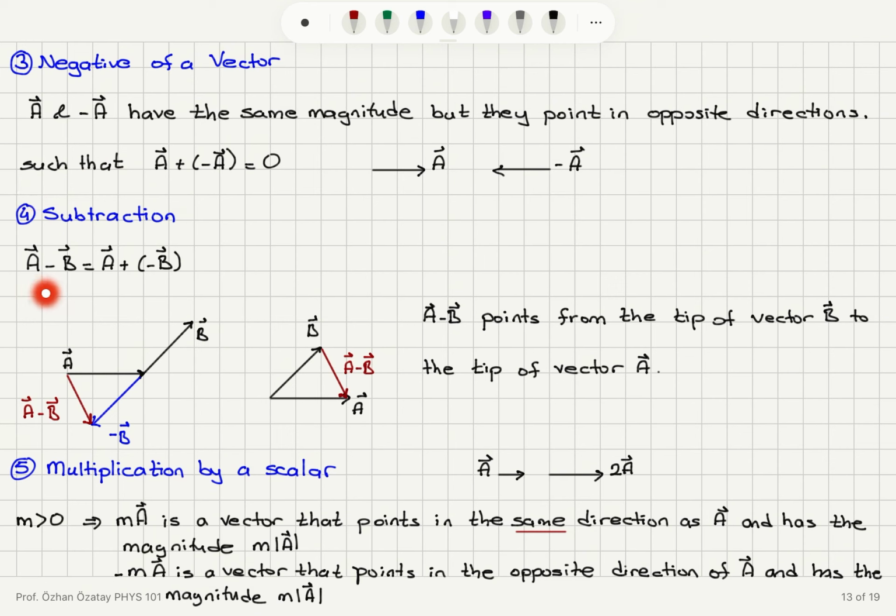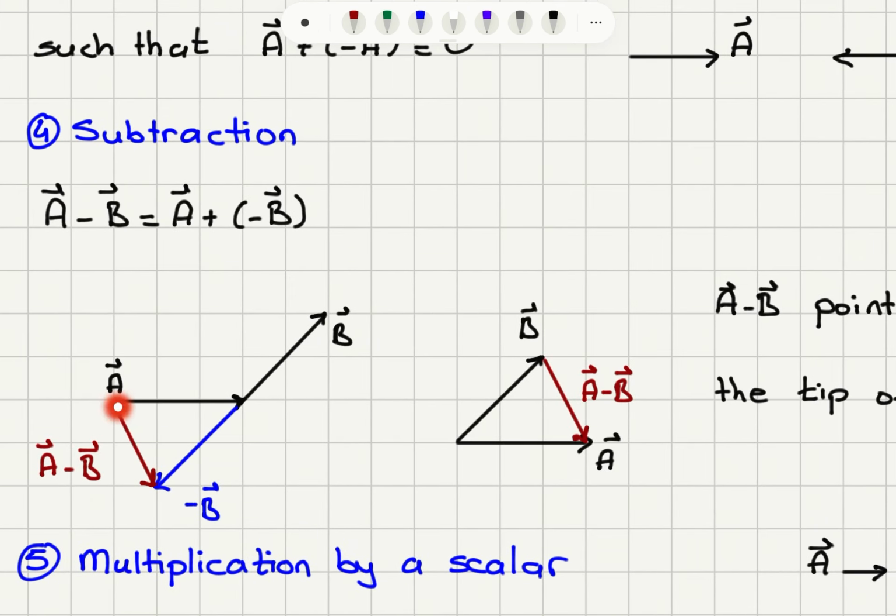Now, vector A minus vector B is actually equivalent to saying we're adding vector A with a negative of vector B, so minus B vector. So here is our vector A, here is our vector B. So if you look at minus B, it's going to be the same magnitude pointing in the opposite direction. Now with head-to-tail method, we're going to add these vectors. So A minus B becomes this vector A minus B.